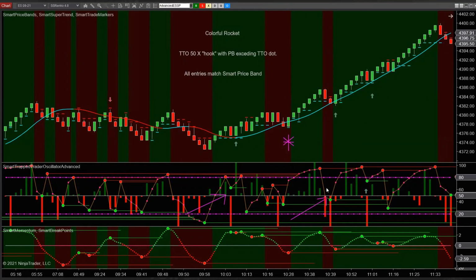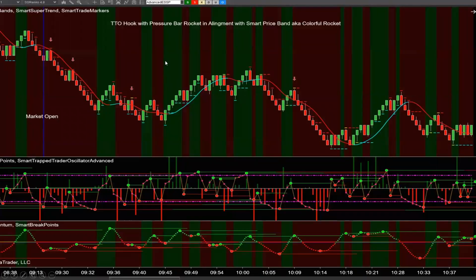And in here, we go up, we come down and we hook, just like we've been showing you. We enter 5 points. We hook 3, whatever you want to trade it for. Trade it for your maximum benefit. We talk about reward risk and all those things in the room. Okay. TTO hook with pressure bar rocket in alignment with Smart Price Band, aka colorful rocket. So I can try to spit this out as the market's running around and go, hey team, we got a colorful rocket right here. Okay, we got one right here.